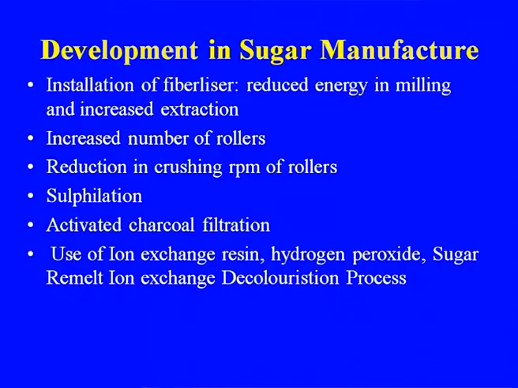Reduction in the crushing RPM of the roller, sulfitation process, activated charcoal filtration, and then, as I told you, the use of ion exchange resin for further purification, hydrogen peroxide, and the sugar remelt ion exchange decoloration process have been added in some sugar mills where they make extra purified sugar.